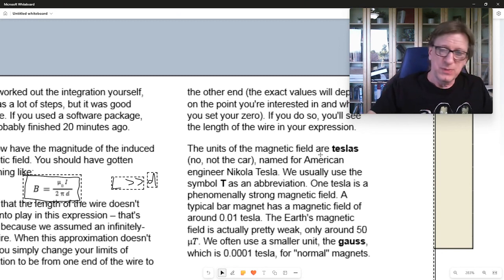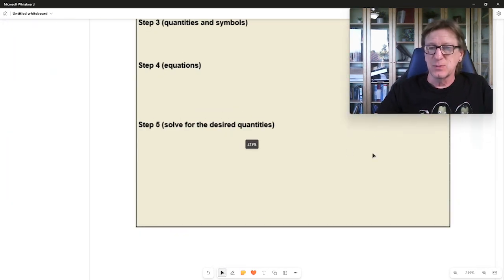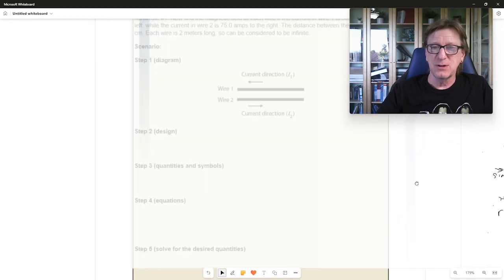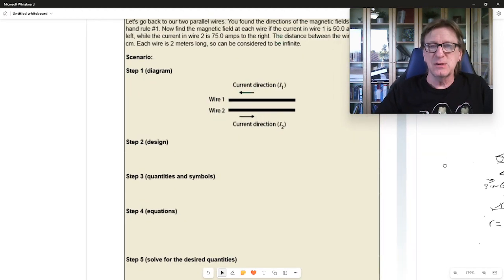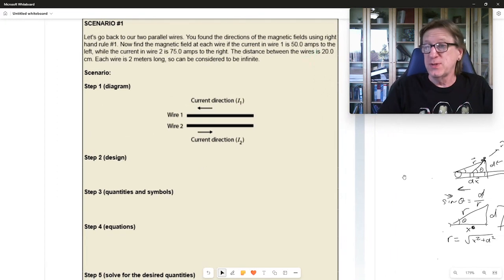All right, so now that we've done all that, let's actually use this. We're going to zoom out here and look at the scenario. This is a scenario that we've run into before. I'm going to just delete this. We know what the direction is. We've already found that before. So let's find out what the magnitudes of these magnetic fields are.